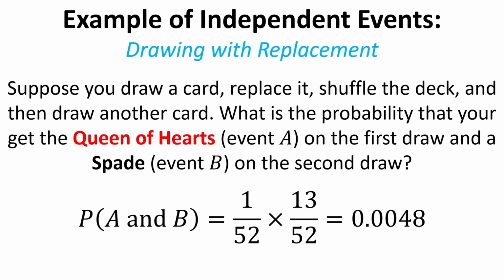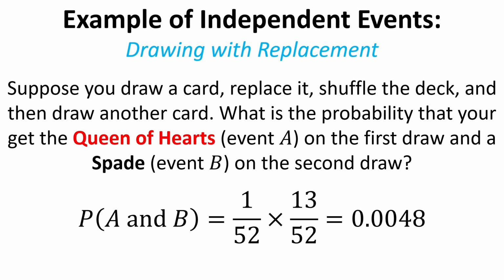Well, these events are independent. The reason they're independent is because on the first draw, the probability of getting a Queen of Hearts is just 1 over 52. If you put that Queen of Hearts back in the deck and shuffle, on the second draw, the probability of Queen of Hearts is still 1 over 52. It hasn't changed. So independent events.